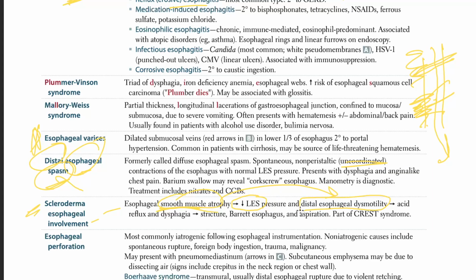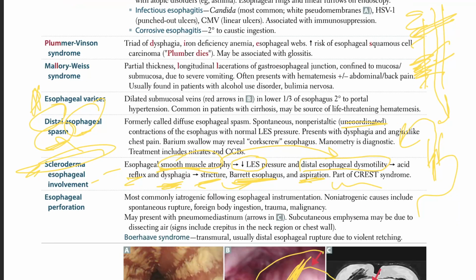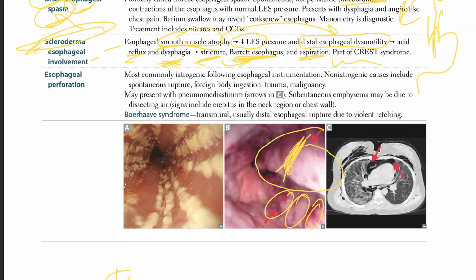Now, when you decrease the LES pressure, guess what? The acid is going to go back up. When it refluxes, it's going to cause dysphagia. The acid is going to cause strictures. It can lead to changing the cell types and causing Barrett esophagus, or it can go all the way up and cause aspiration. It is for sure part of CREST syndrome in scleroderma. Now, we already talked about esophageal perforation.